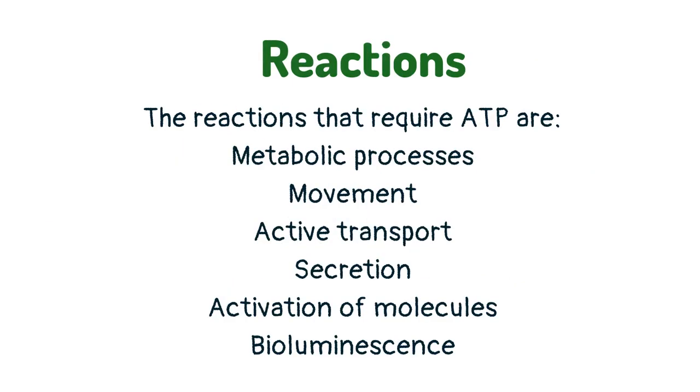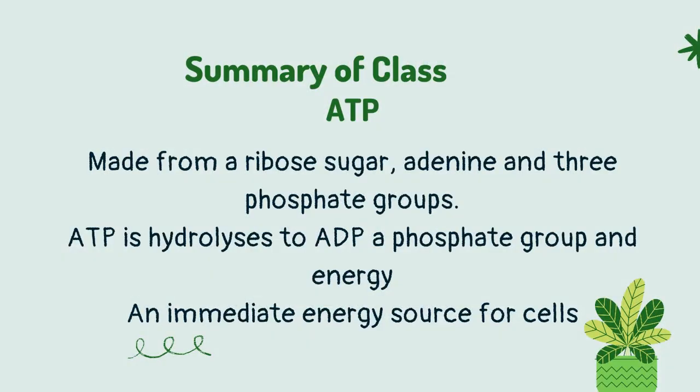The reactions that require ATP are metabolic processes, movement, active transport, secretion, activation of molecules, bioluminescence. ATP is made from a ribose sugar, adenine and 3 phosphate groups. ATP is hydrolyzed to ADP, a phosphate group and energy, an immediate energy source for cells.